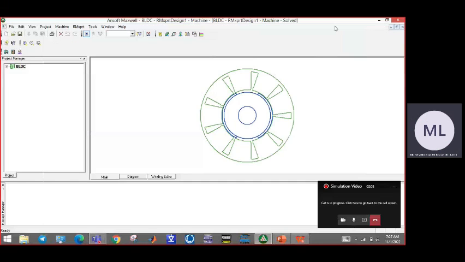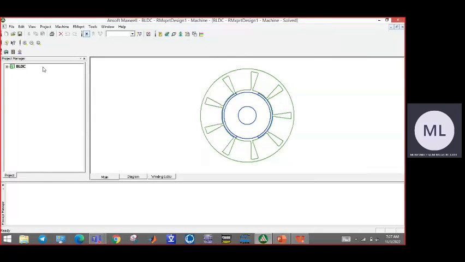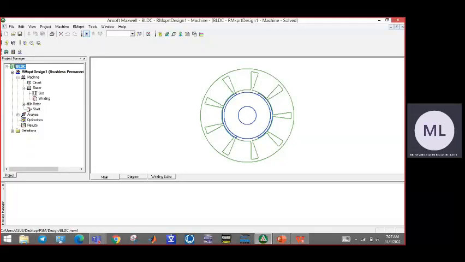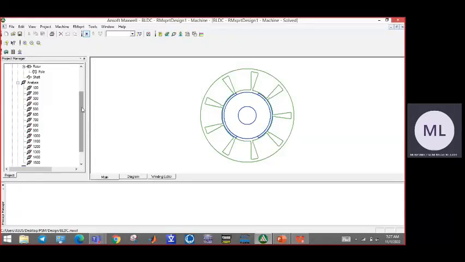For this video, I will demonstrate and explain my simulation design. As you can see on my screen at the left side, there is a project manager with a listed part for the LTC motor design.